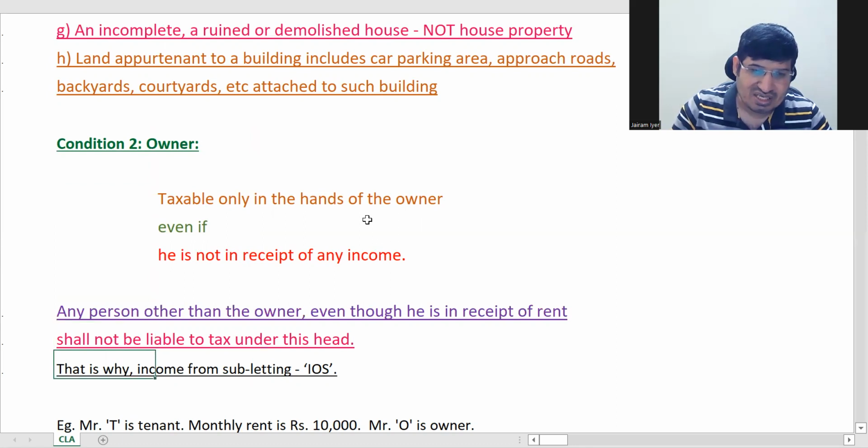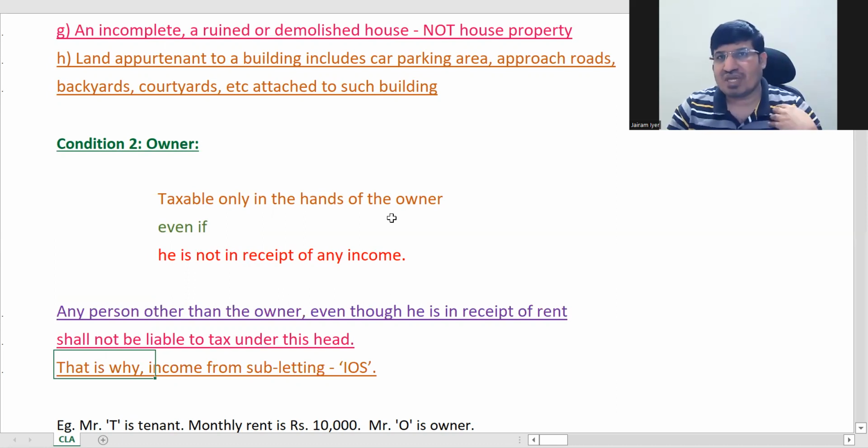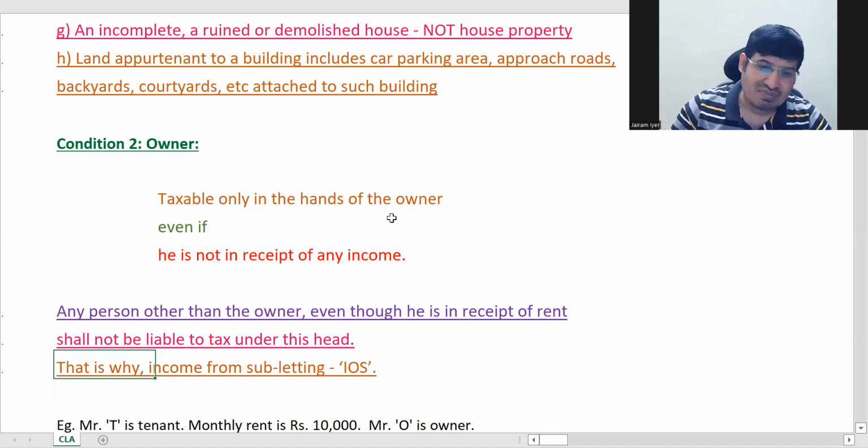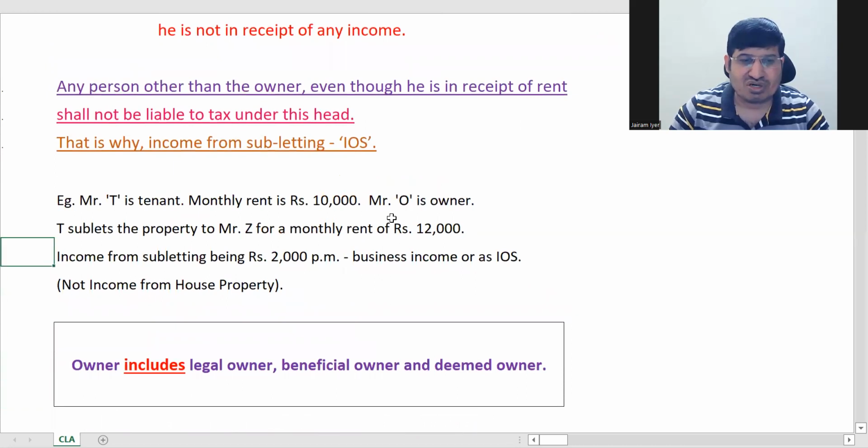So income from subletting means that I have let out my house to someone, and that person has further let it out to someone else. That is called subletting, meaning the tenant is letting it out. And so subletting income is chargeable to tax under income from other sources, not house property.